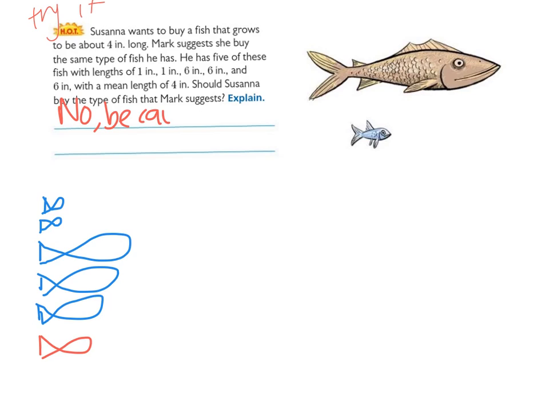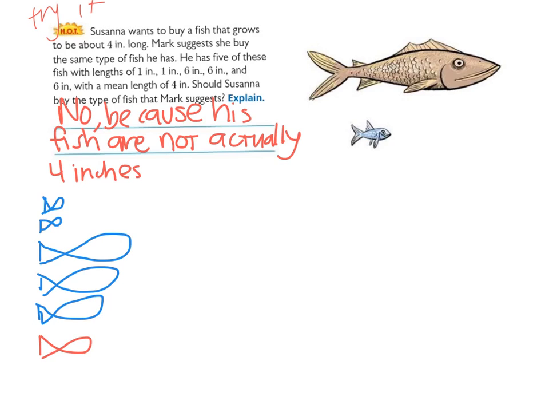because his fish are not actually 4 inches. I bet maybe he's got 2 baby fish and 3 adult fish, but I don't know for sure. Actually 4 inches. This data is misleading. A better way we should have done this data would be with the modes. Okay? So that's how I would have answered it. I don't think yes would have been the right answer, but if you had a different explanation, that's fine.